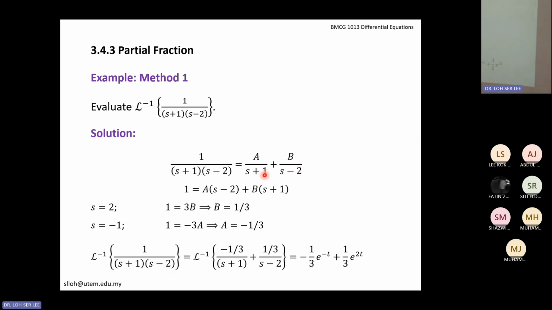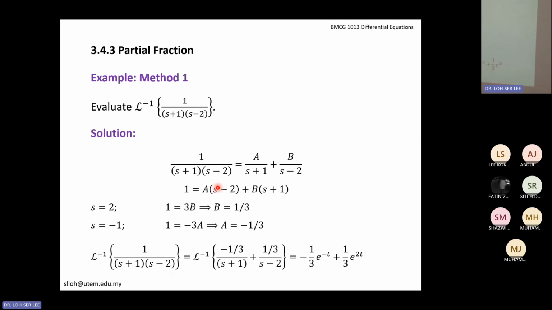For this term, you multiply s minus 2 at the top and at the bottom. For this term, you multiply s plus 1 at the top and at the bottom, so that the denominator is the same. Then we can combine the top function. So in short, we have a times s minus 2 plus b times s plus 1, and on the left hand side, we have 1. I'm not sure how you learned this partial fraction, but you just use the way that you have learned to break this into partial fractions.